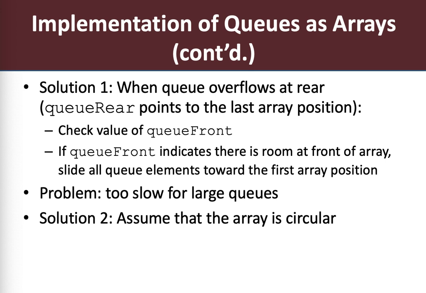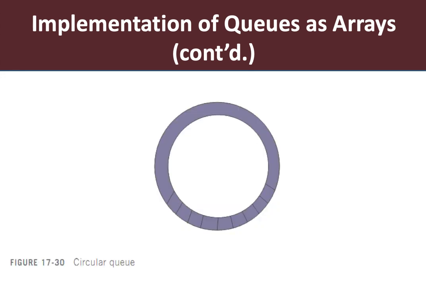If the size of the queue is large, the execution of this solution may be very slow. Another solution to this problem is to assume that the array is circular. That is, the first array position immediately follows the last array position. We will consider the array containing the queue to be circular.